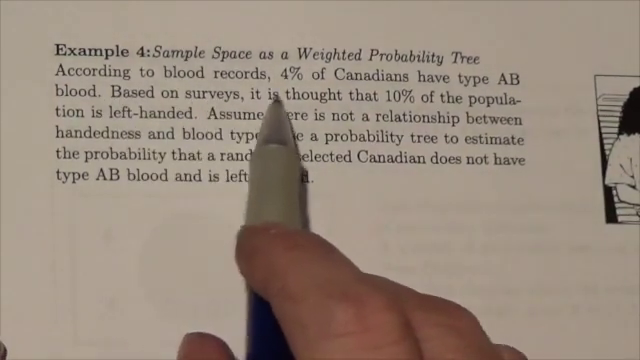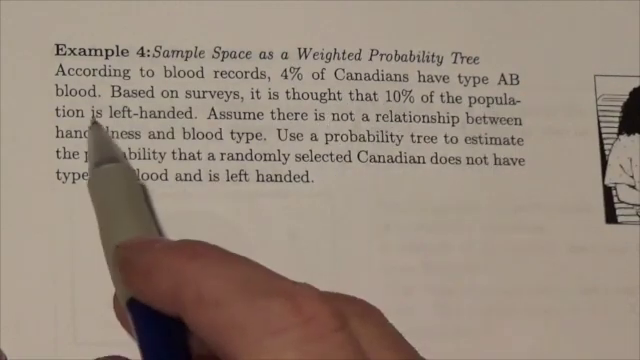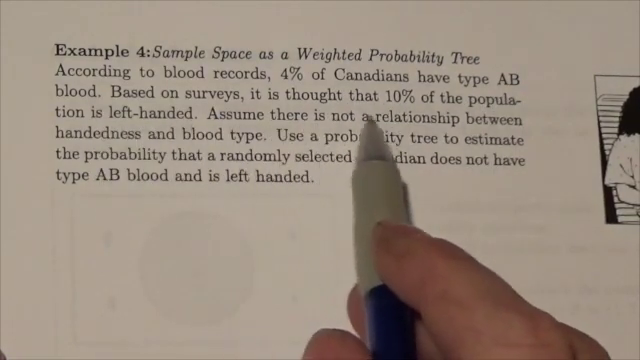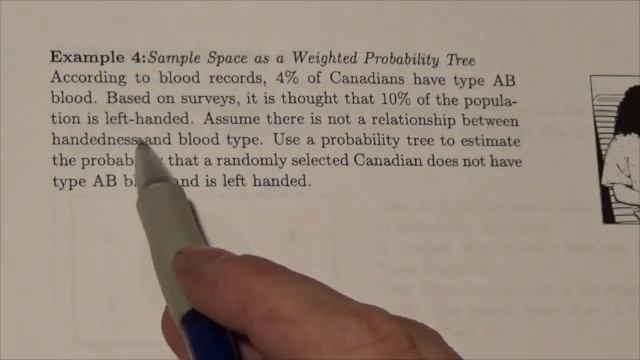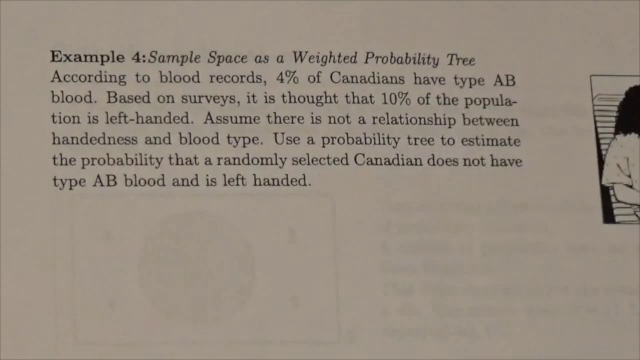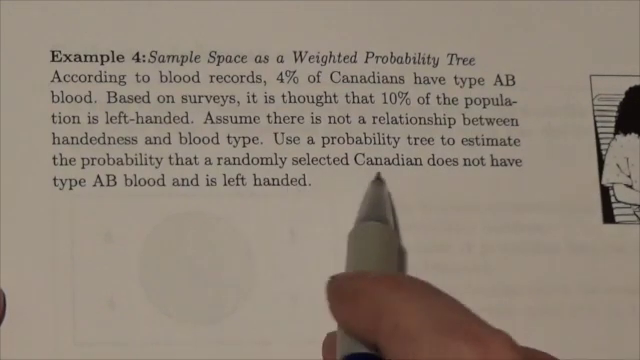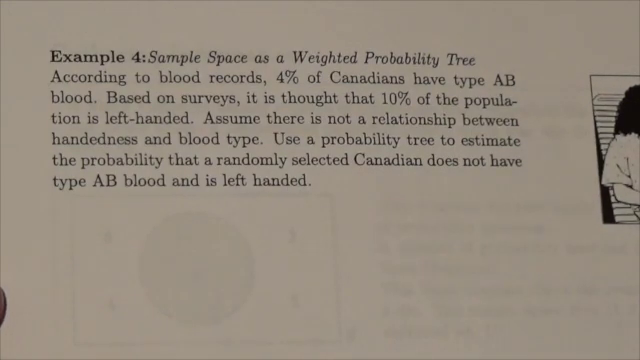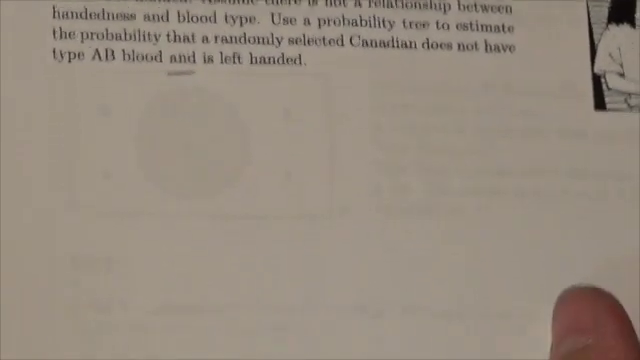So according to blood records, 4% of Canadians have type AB blood. Based on surveys, it is thought that 10% of the population is left-handed. Assume that there is not a relationship between handedness and blood type. Use a probability tree to estimate the probability that a randomly selected Canadian does not have type AB blood and is left-handed. Okay, so here we go.